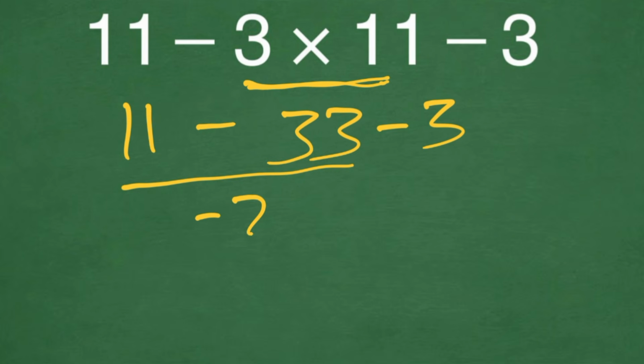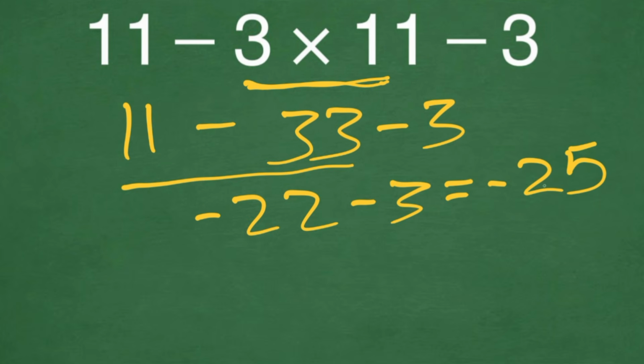11 minus 33 gives us negative 22, and negative 22 minus 3 gives us negative 25. So the final answer to this question is negative 25.